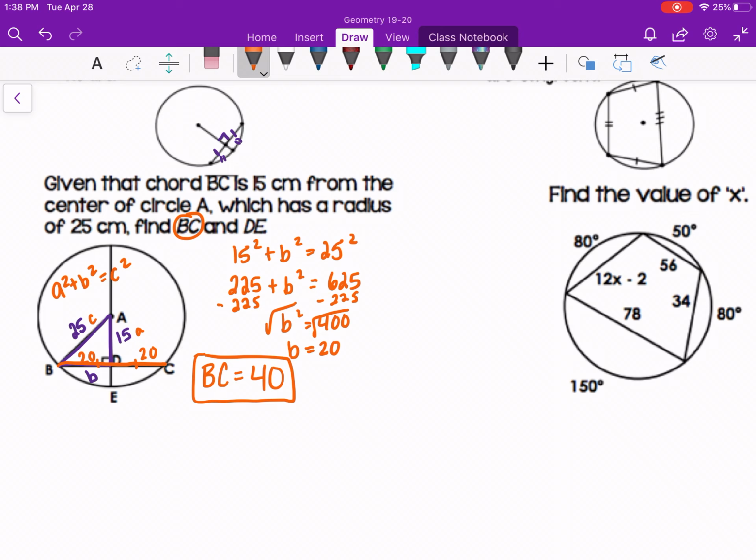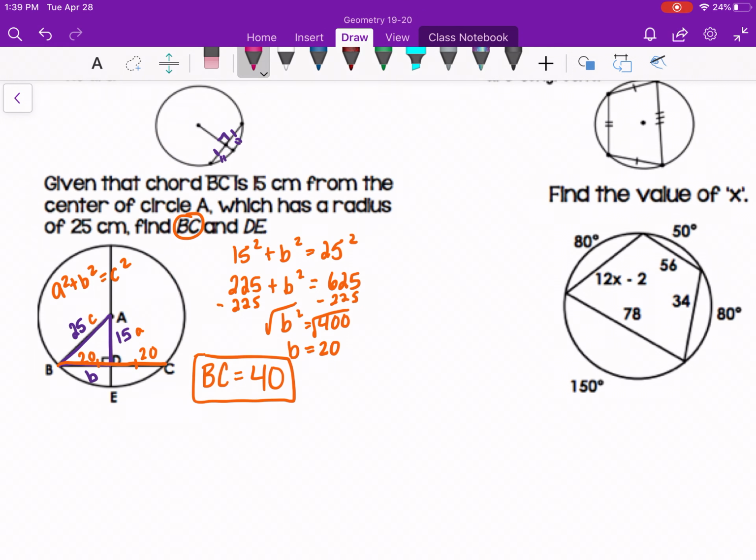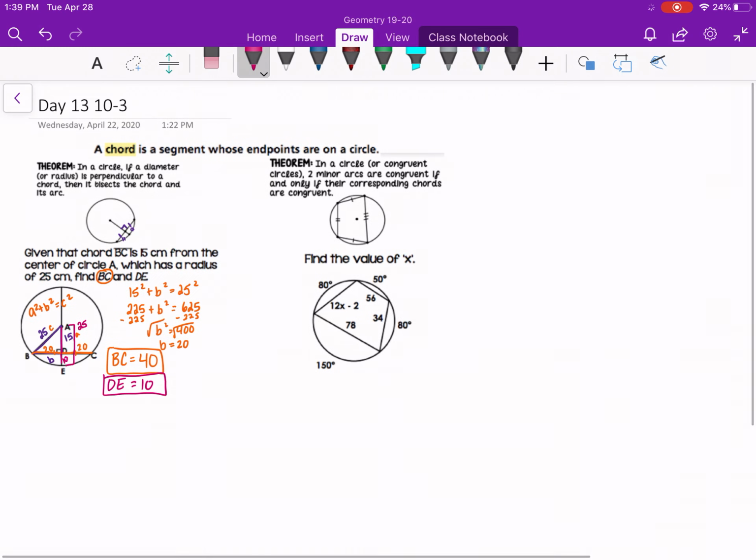And then to find DE is actually really easy, because they've already given us the distance from A to D is 15 and the whole radius is 25. I just need to know 15 plus what will give me 25. And so that means that the segment D to E has to be 10. Woo. Easy peasy, lemon squeezy.